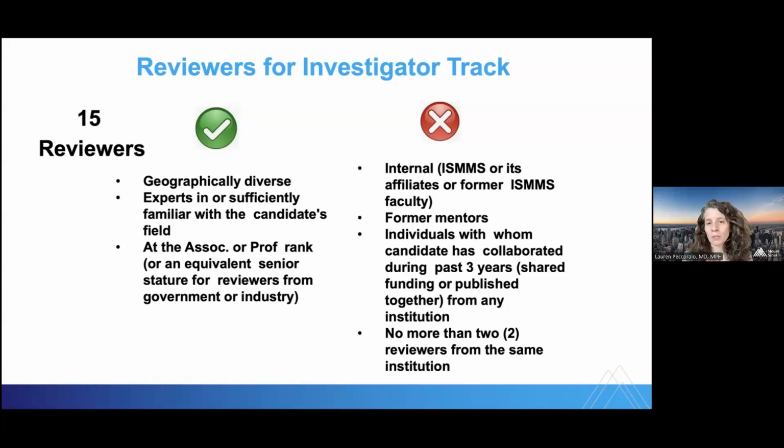Very similar, the top 2: no internal folks, no former mentors, and no folks that you've collaborated with during the past 3 years. And then no 2 reviewers from the same institution. So hopefully that's all clear.